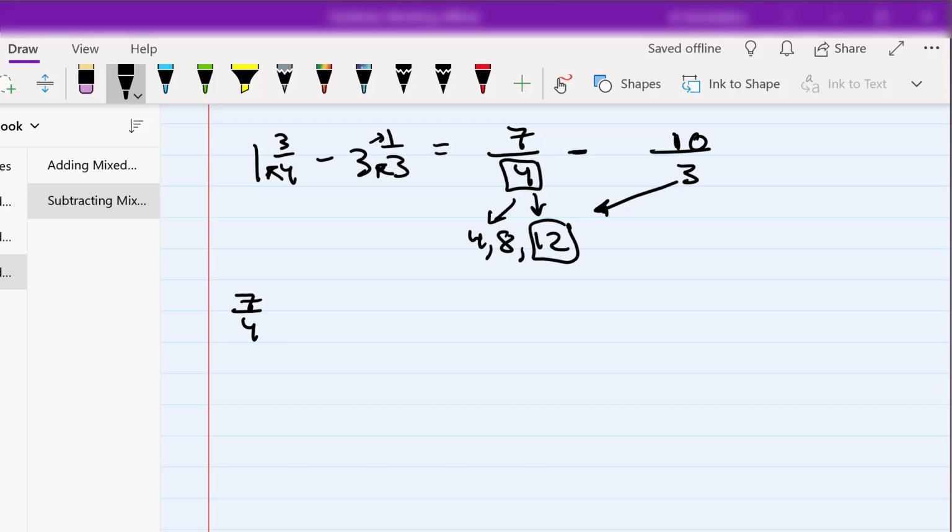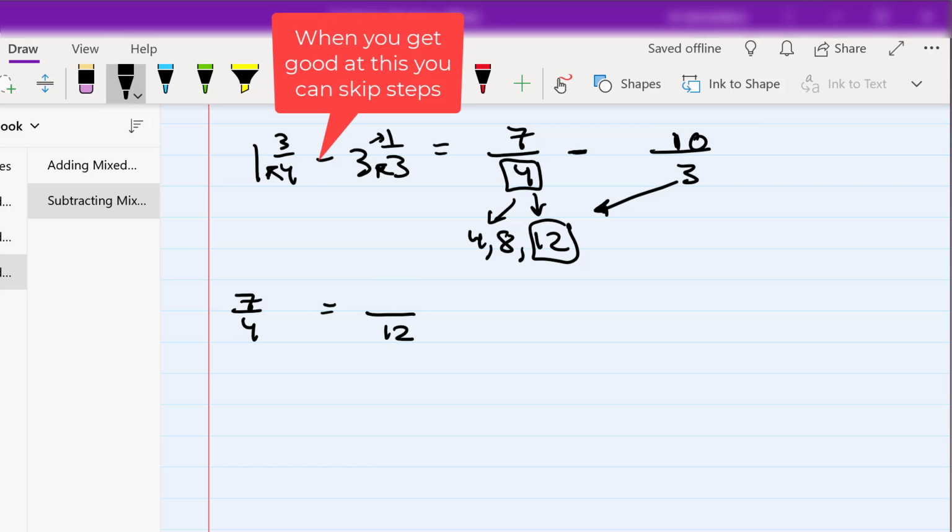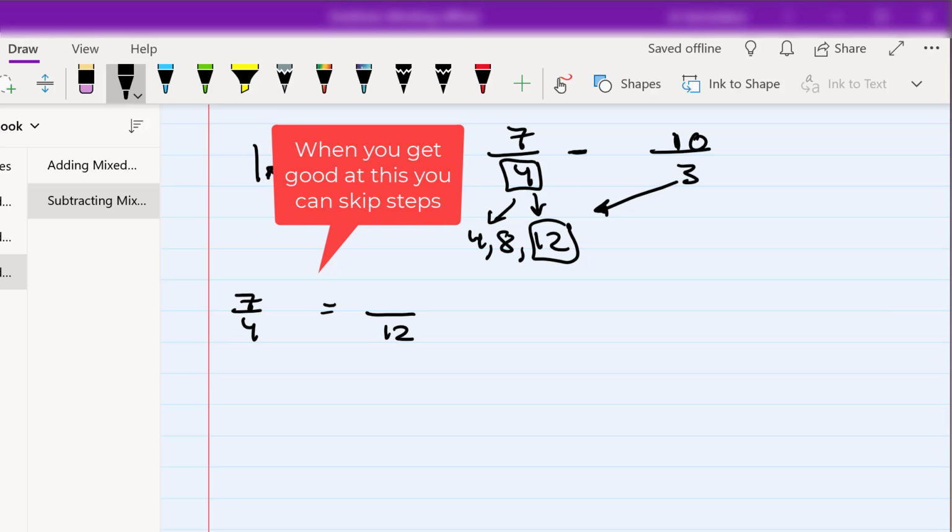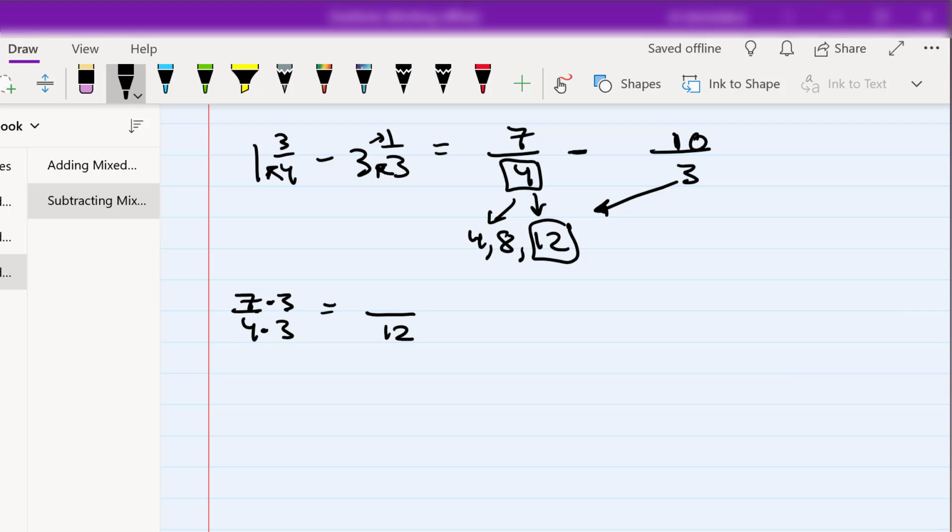So we need to convert our first number, 7 quarters, into something over 12. To do that, we say 4 times 3 is 12, so we multiply the top by 3 also, so we get 21. So 21 over 12 is the same as 7 quarters.